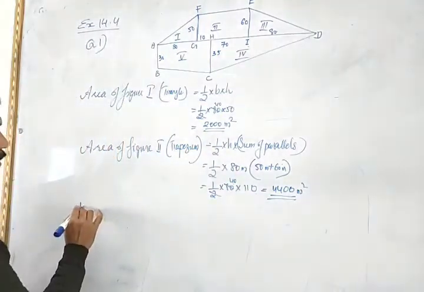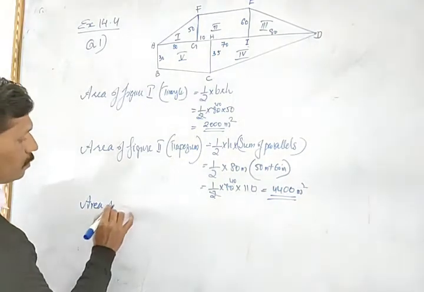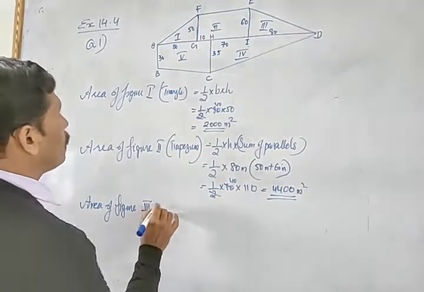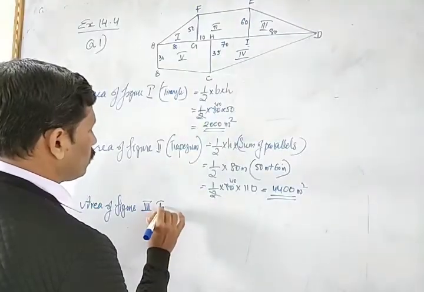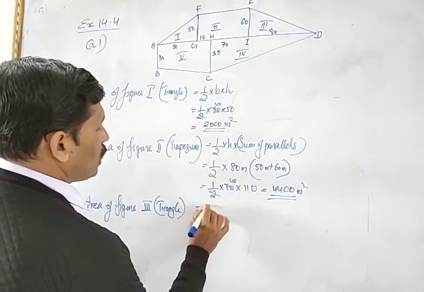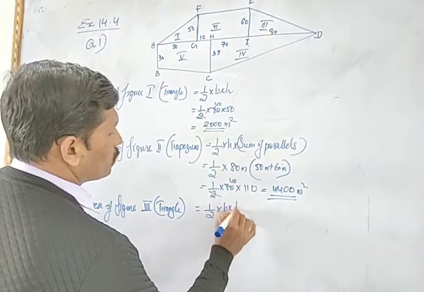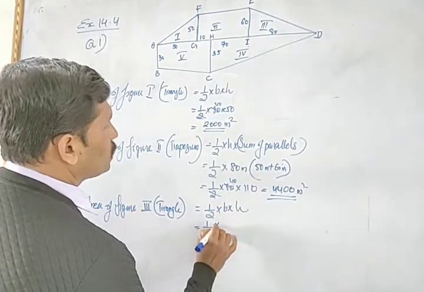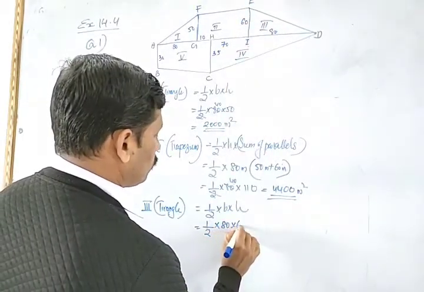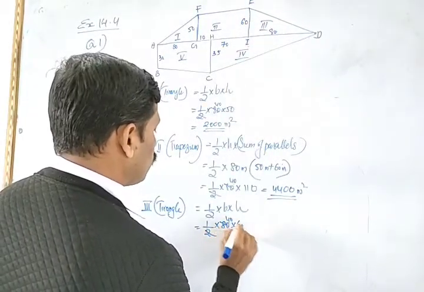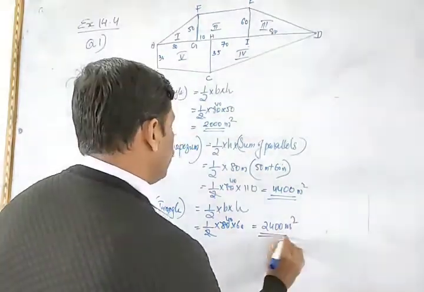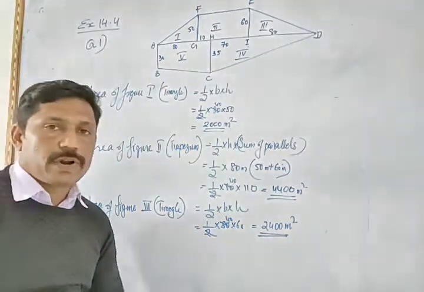The next area of figure 3. Area of figure 3, that's a triangle. That is also half into base into height. That's equal to half into base. You know that base is 80, height is 60. So we cut, 40 into 60, that is 2,400 meters square. Area of figure 3rd is 2,400 meters square.